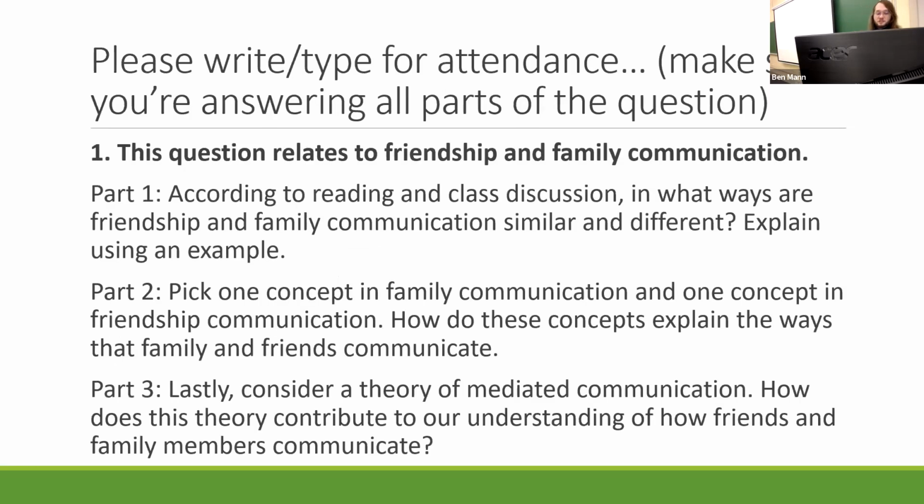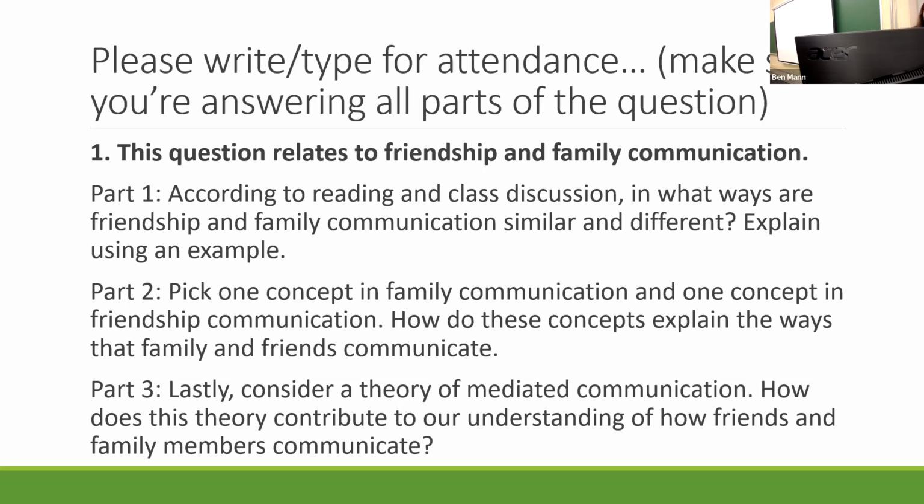So what I'd like to do to get us started is this practice question for your attendance and participation for the day. So I'll walk through this question a little bit and give you some time to work on this. So again, this is a good example of the type of question you should expect to see on the final exam. This question relates to friendship and family communication, again, elements that we've been talking about over the course of this week. According to the reading and class discussion, in what ways are friendship and family communication similar and different?